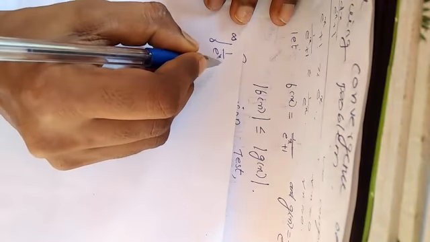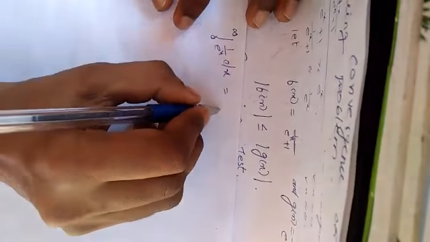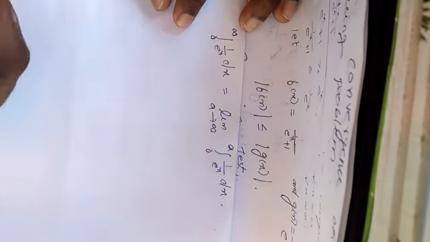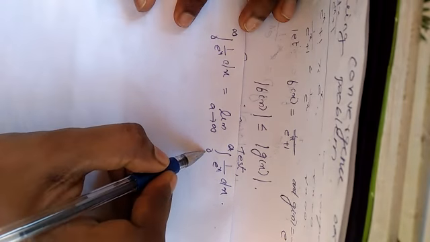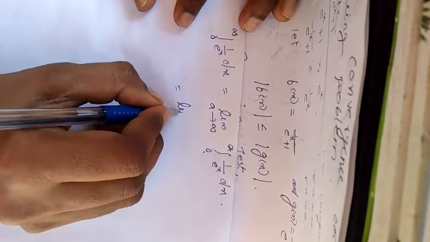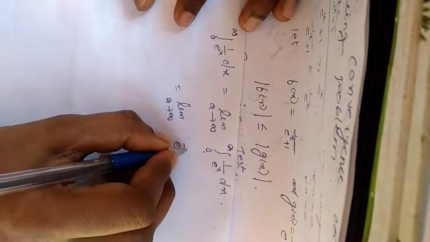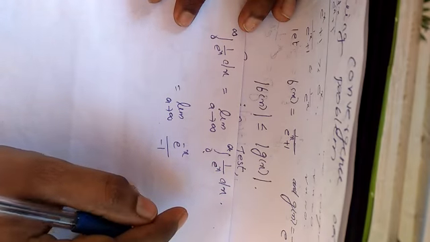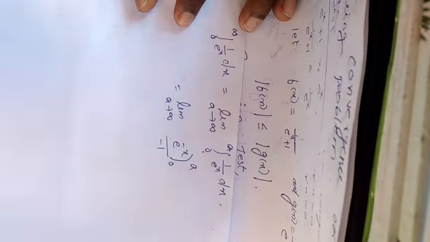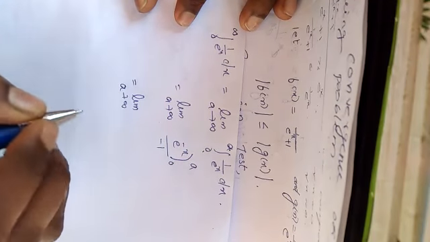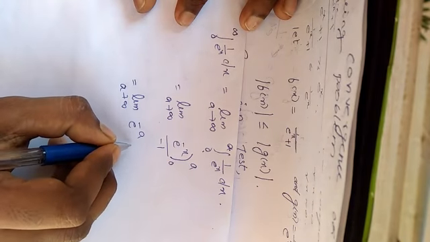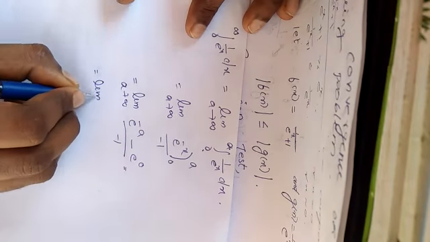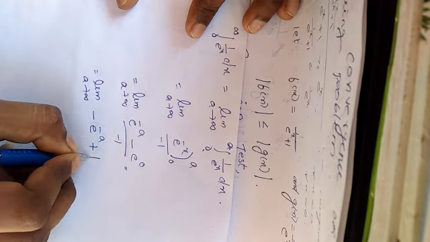The integral from 0 to infinity of 1 by e raised to x dx, by our definition, equals the limit as a tends to infinity of the integral from 0 to a of 1 by e raised to x dx. So this upper limit and lower limit are finite, and we can integrate. The limit as a tends to infinity of e raised to minus x divided by minus 1, from 0 to a. Applying the upper limit and lower limit, you get e raised to minus a minus e raised to 0, which equals the limit as a tends to infinity of minus e raised to minus a plus 1.